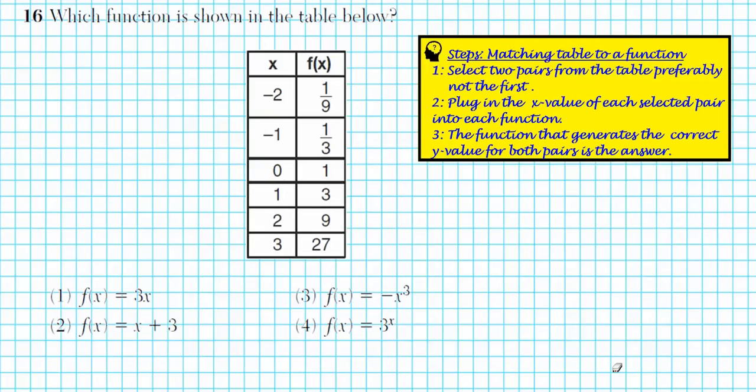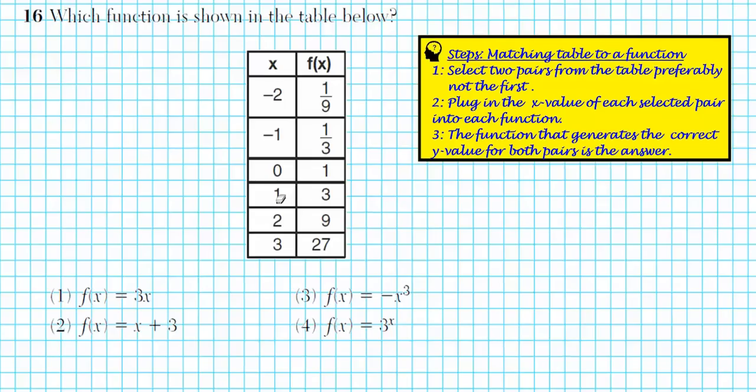All right, let's take a look at question 16. It says, which function is shown in the table below? So we have a table here and we have 4 functions, and the question is which of these is shown in this table. Now, when you're solving problems involving matching a function with a table, what you want to do is select at least 2 pairs of x and y coordinates. Then you're going to plug in the x coordinates into each function to see if you get the associated y coordinate. You want to test all functions to see which ones satisfy both pairs.